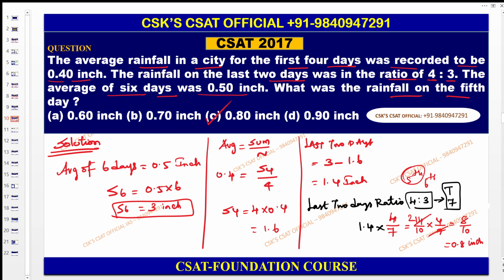We are converting the decimal point. With 1 decimal, multiply the numerator with 10 and divide that with 10. So 1.4 into 10 is 14, divided by 10, into 4 by 7. You can further cancel that using the 7 table, then 2. 4 into 2 becomes 8, 8 by 10 becomes 0.8. Understood? Yes, sir. Thank you, sir. Fine.